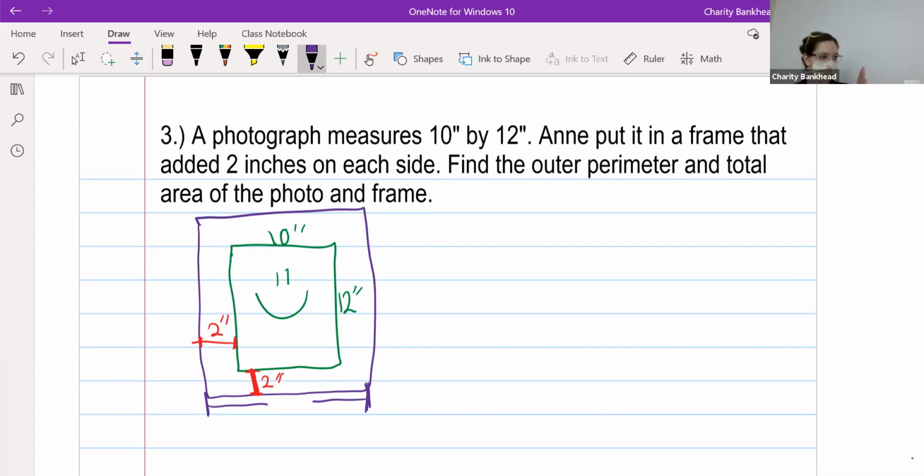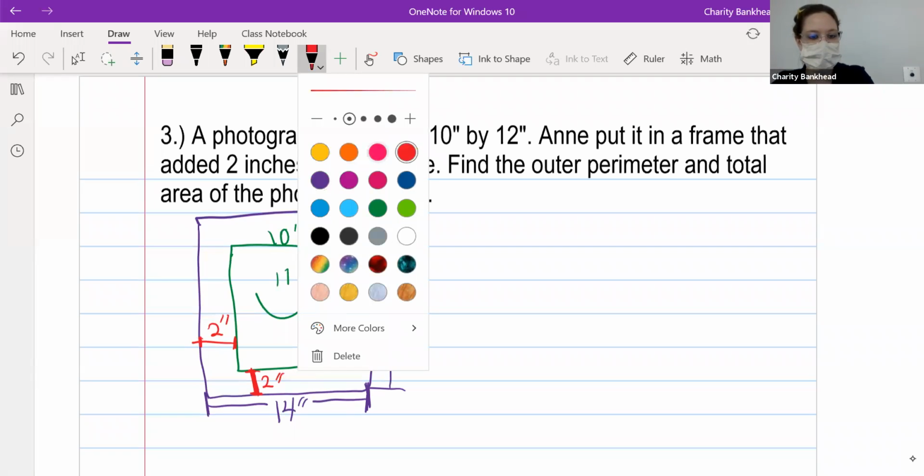14, because you had the 10 and then you added 2 and 2, so 14 inches. So then what would be the height of the frame? Well, the width is 14 because if that's 2, then that means you also have another 2 over here.